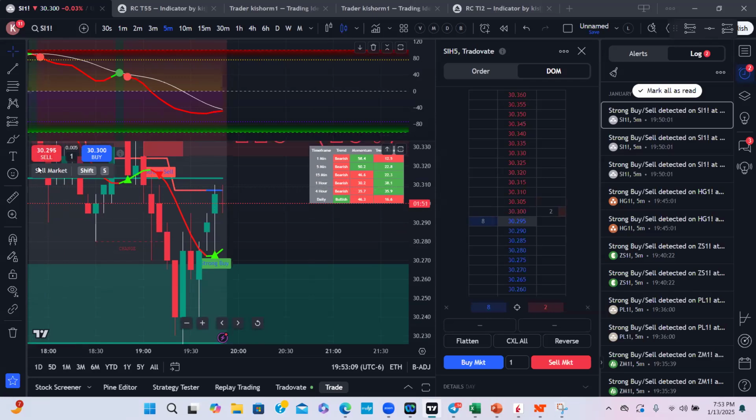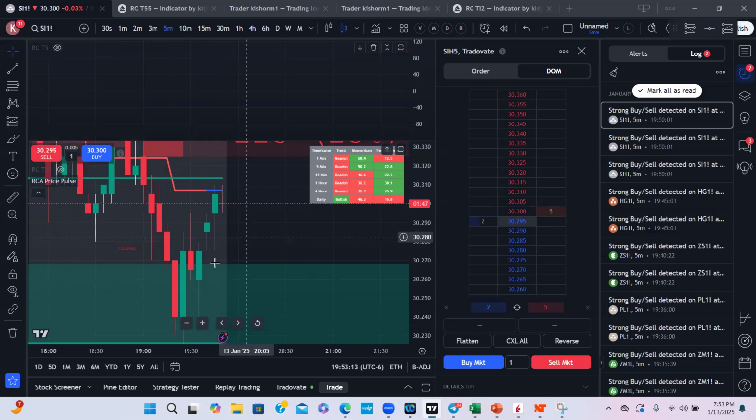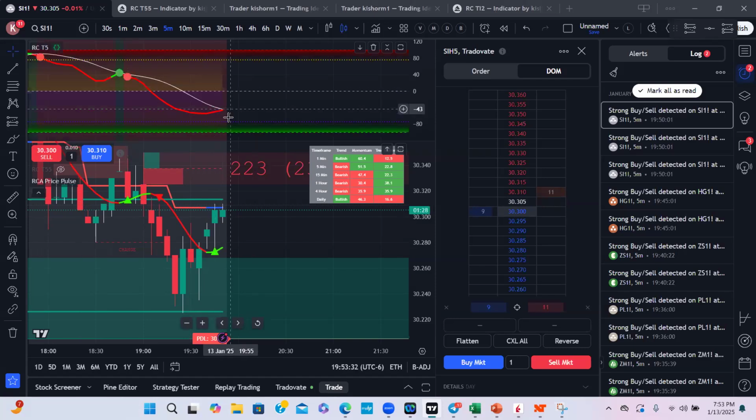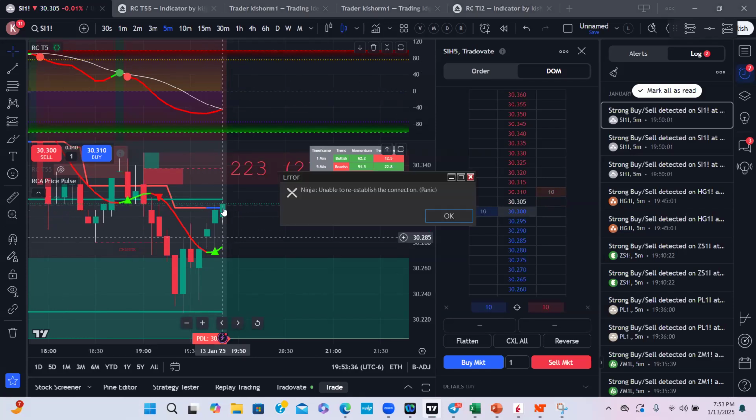So if you want, I'll hide everything. So now we got a strong buy, but as I said, sometimes the candle is just trying to cross it. It did not cross completely. But this is showing that price pulse is becoming bullish, and also your T5 is becoming bullish. So we got a strong buy, but your price is still not right.